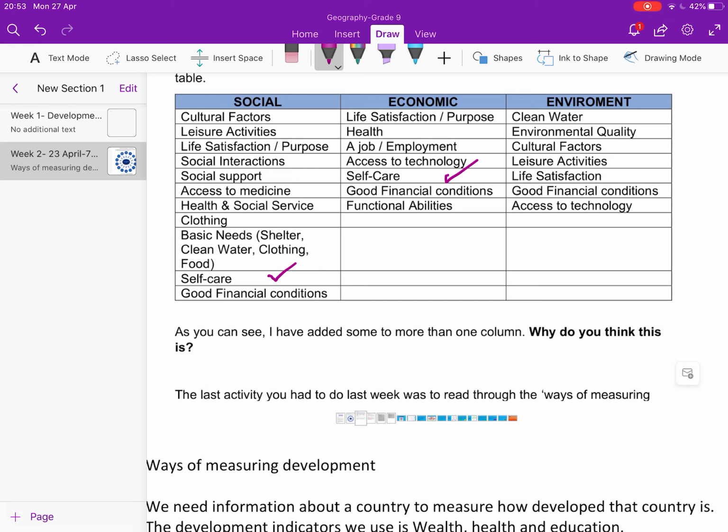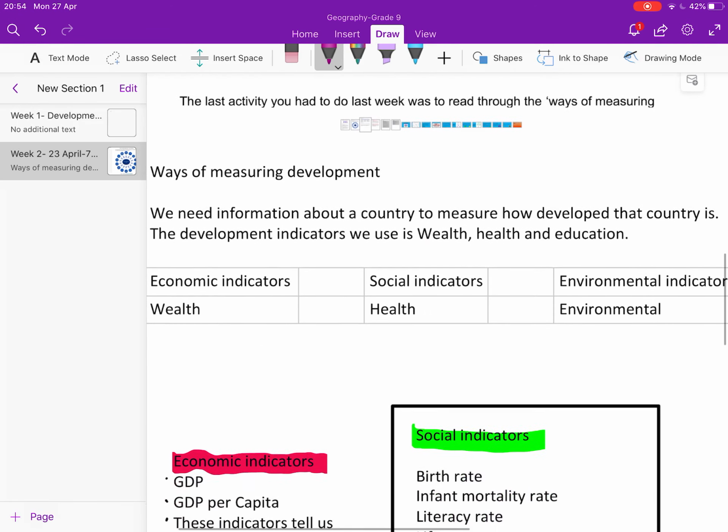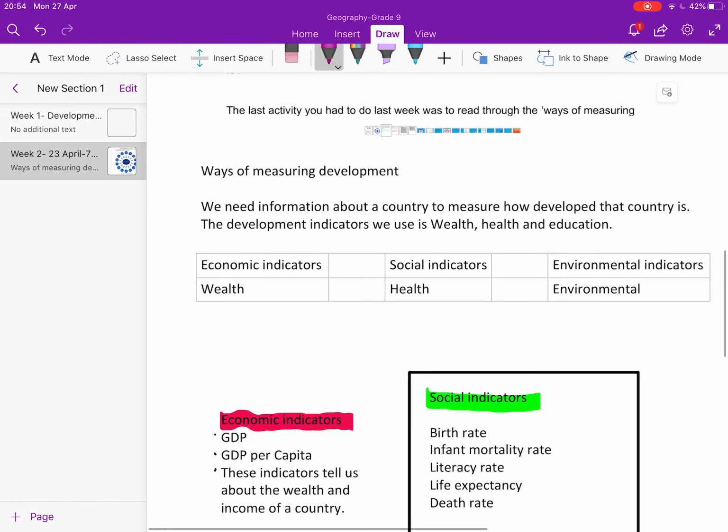Also, things such as a job or employment will overlap. A job gives us money, but it also gives us life satisfaction and purpose. So they kind of rely on each other. That is how these 3 categories overlap.